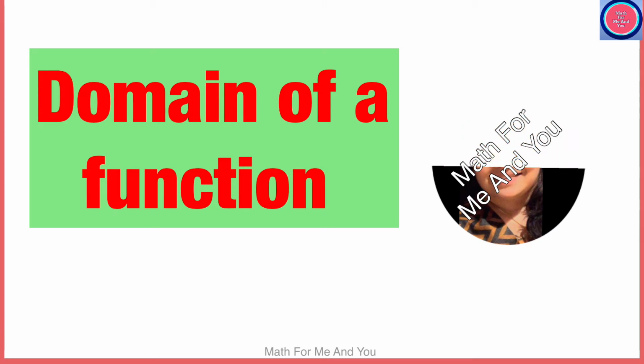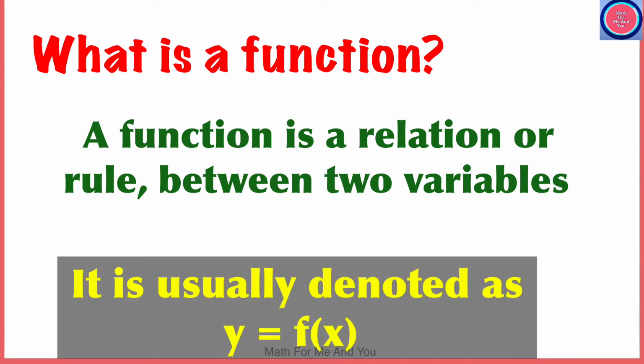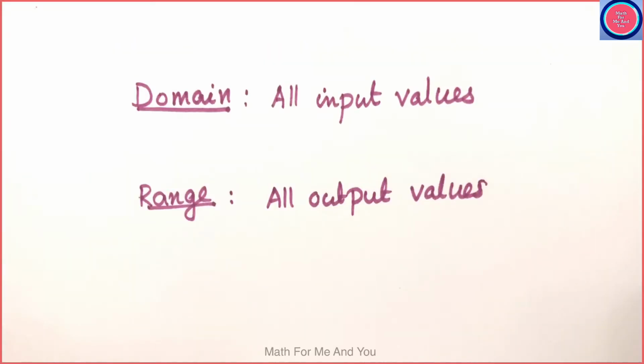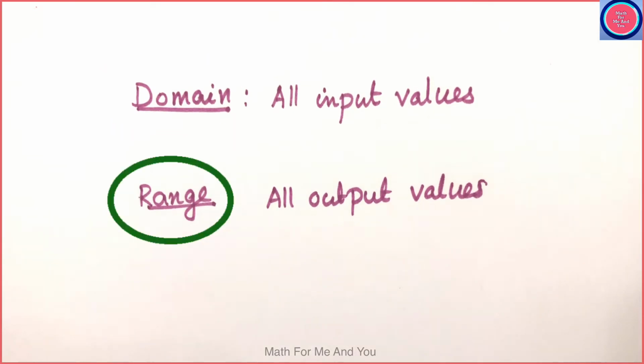The topic of this video is domain of a function. First of all, we look at what a function is. A function is a relation or rule between two variables. Usually we denote a function as y equals f of x. And the two main or important terms in a function are domain and range. Domain means all input values and range means all output values.